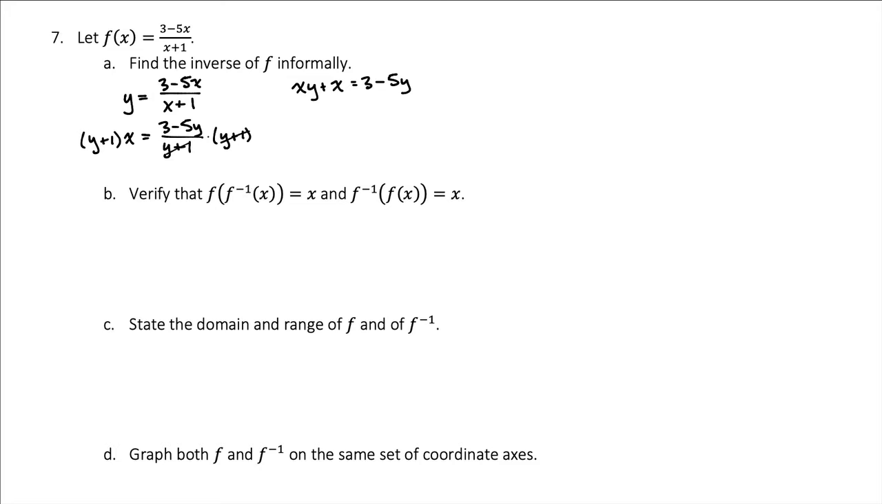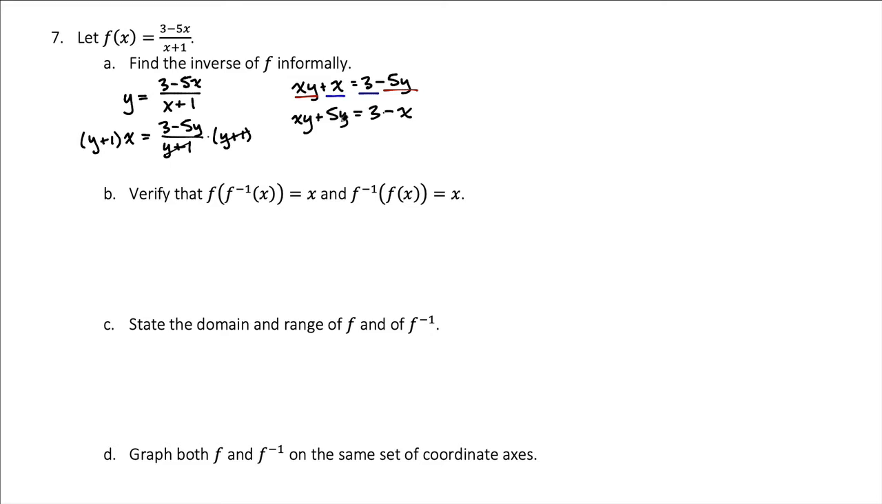Okay, now everything that has a y, we want on one side of the equation. So we're going to go ahead and add 5y to both sides. We've got xy plus 5y. And whatever doesn't have a y, we want on the other side. So we're going to subtract x from both sides and get equals 3 minus x.